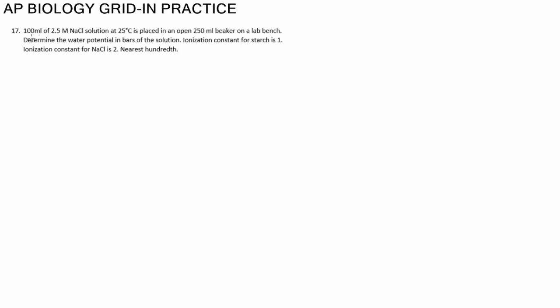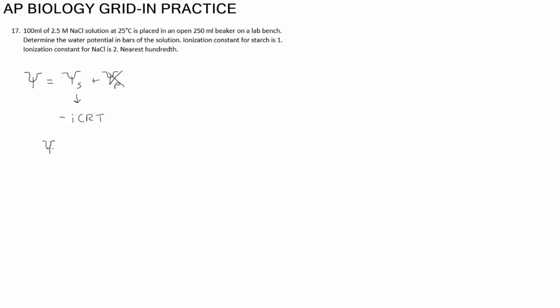What we're looking at here is 100 milliliters of 2.5 molar salt solution at 25 degrees Celsius placed in a 250 milliliter beaker on a lab bench. And to solve for the water potential, which is what we're being asked for, water potential is given by that fancy symbol. And the equation for it is the solute potential plus the pressure potential. We can simplify this right off the bat because by being in an open beaker, we know this is not a pressurized system, so there is no pressure potential. Therefore, we're just looking for the solute potential, which is given by the equation negative iCRT.